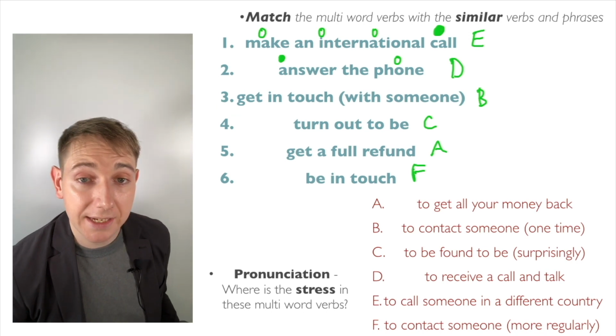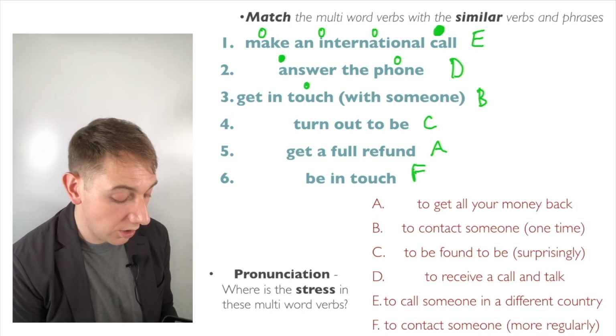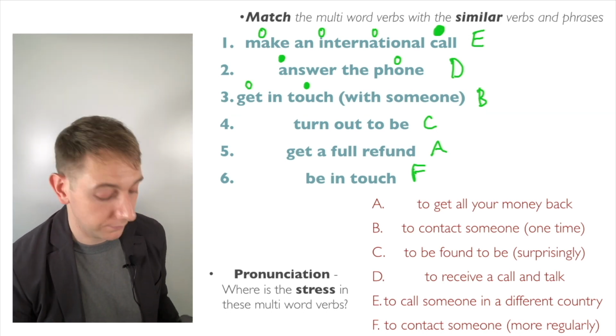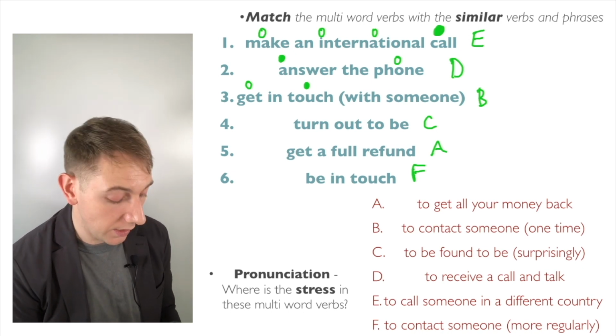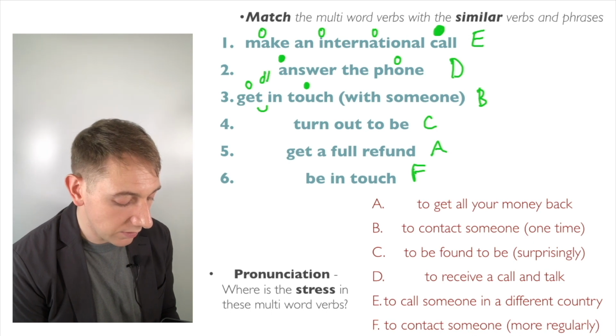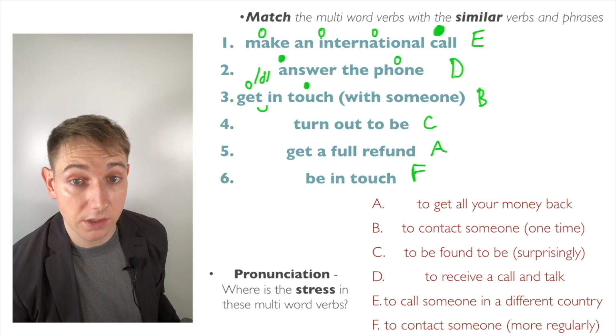The next one, get in touch. Big stress is on touch, smaller stress on get. Get in touch with someone. Also, there's a bit of linking here too. Get in. For me, it's like a D sound. For you, it could be a T sound, like get in, that's fine. I say get in touch.